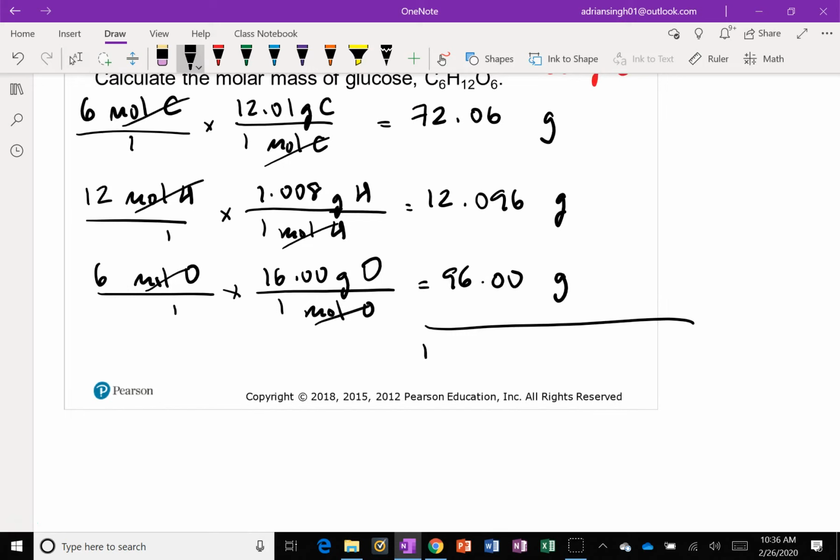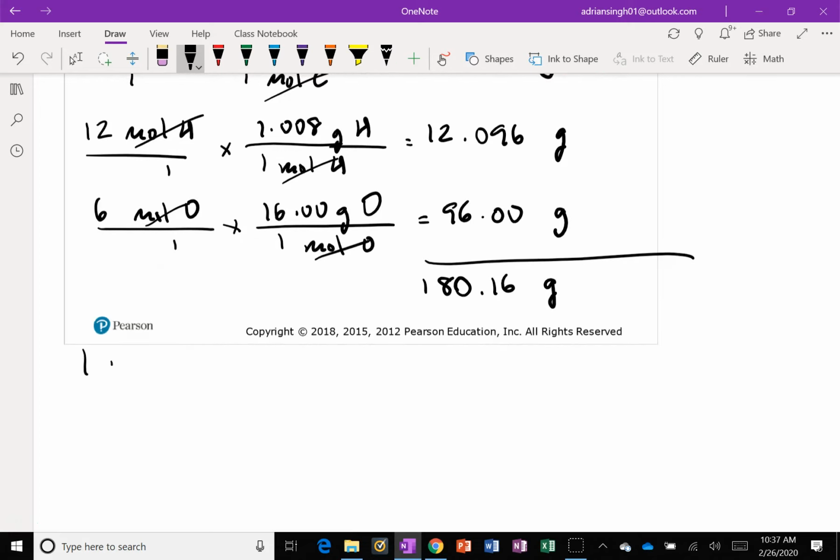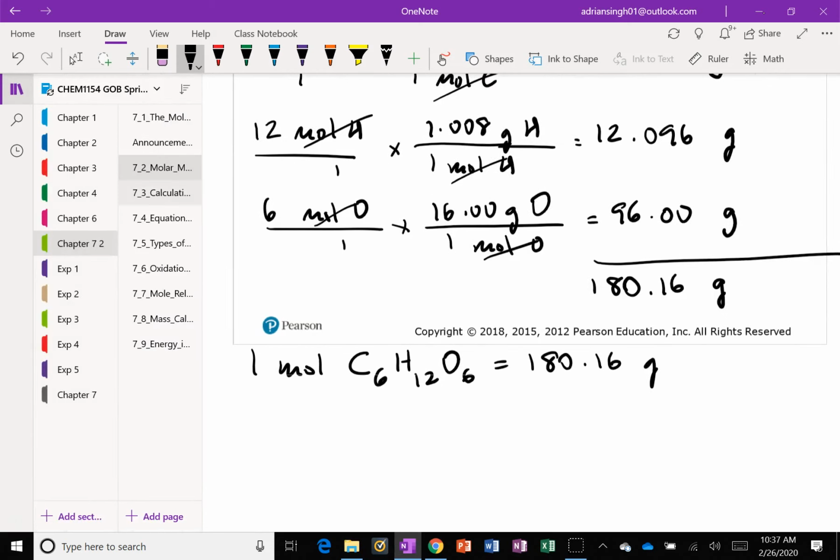All right, and then that should give you how much? 180.16 grams as your molar mass of glucose, right? So we can say then that 1 mole of glucose, C6H12O6, is equal to 180.16 grams. Right, so the molar mass you can calculate just by simply looking up the individual molar masses and multiplying them by how many of each of the elements you have in the chemical formula and summing everything together at the end.